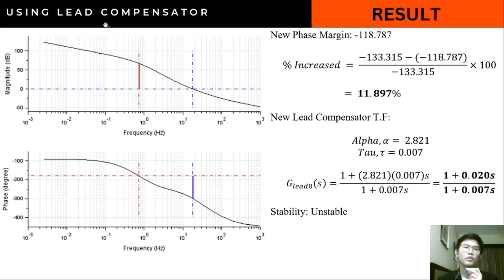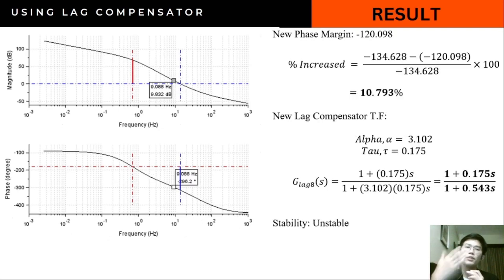But for the lead compensator, after running Scilab, we found that the new phase margin is 11.897, slightly higher than case 8, which is what we don't want because it is very far from our ideal case. Next, for the lag compensator, we found that it only increases 10.793%, which is slightly lower than case 8, and it almost reaches our ideal case. And therefore, I would like to pass to Calvin to conclude what we have found.